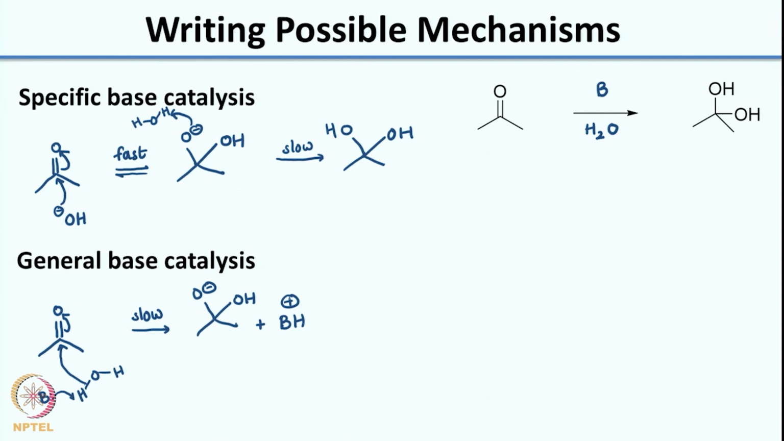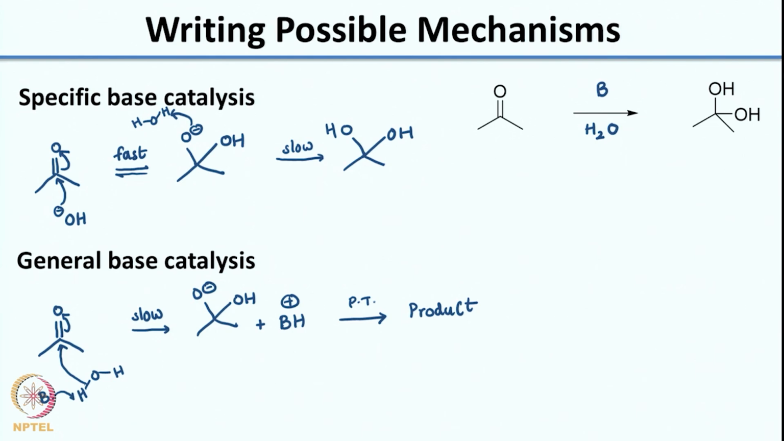Alright. So, now that you get this, the next step would be formation of the product, again via another proton transfer. So, this is how you would write possible mechanisms for specific base and general base.